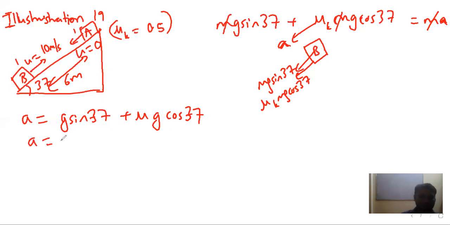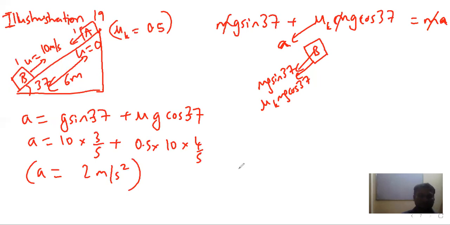From this, let us find the value: 10 into sine 37, which is 3 by 5, plus mu, which is 0.5, into g, which is 10, into cos 37, which is 4 by 5. On calculating, it comes out to be 10 meter per second square. So I made a mistake here. It is 10 meter per second square. So we can see the retardation up the incline is minus 10 meter per second square in the upward direction. Now, this is for block B.